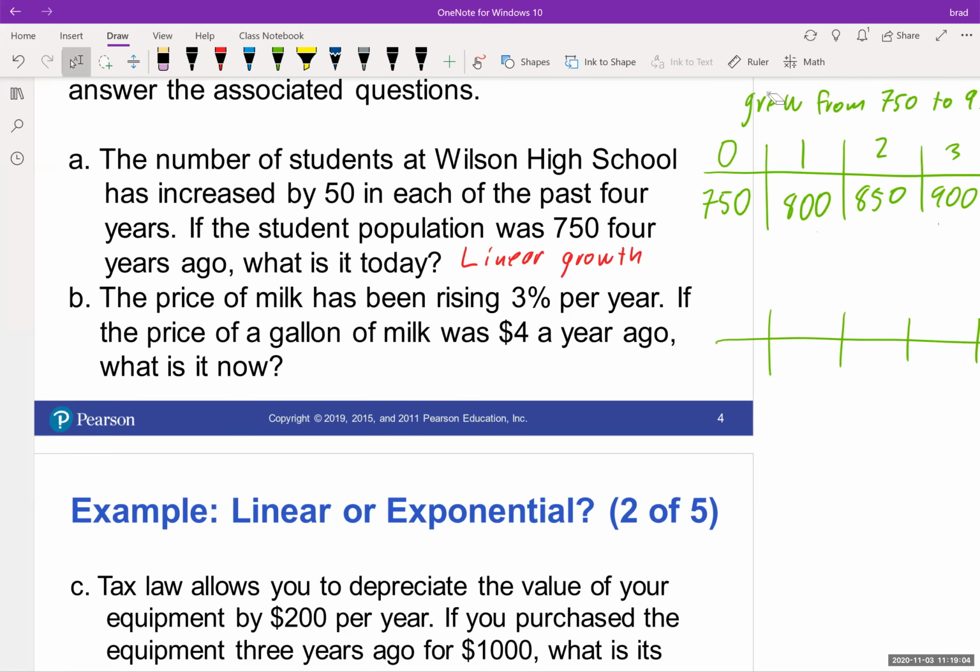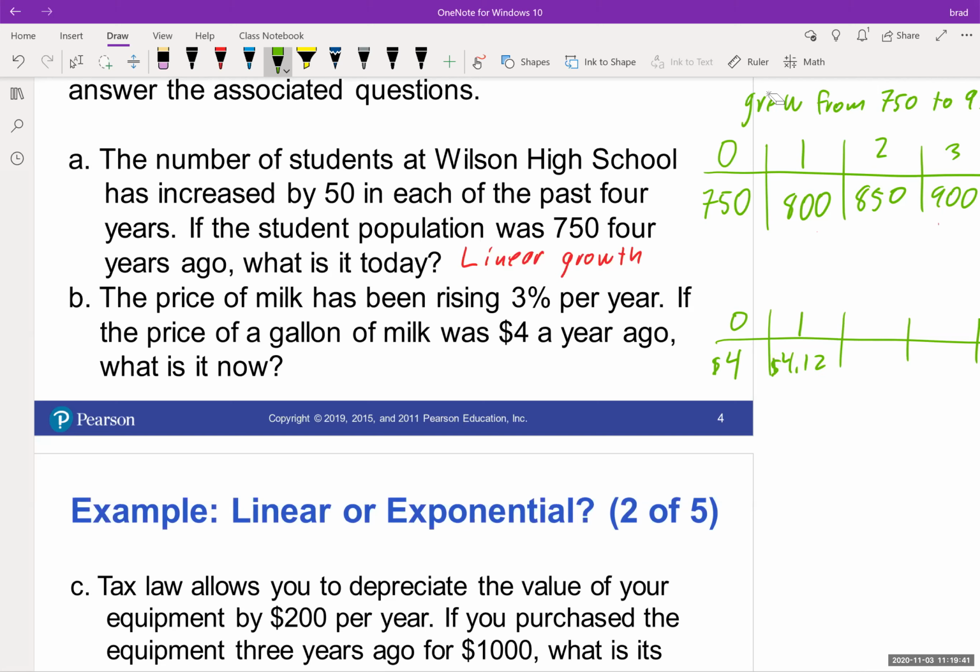Okay, so they said the price of milk has been rising 3% each year. So if the price of a gallon of milk was $4 a year ago, we're going to do year zero. That would be when it was $4, okay? And it has been rising by 3% each year. So in the next year, we're going to multiply. So I'm going to multiply 4 times 1.03, and I get $4.12, okay?